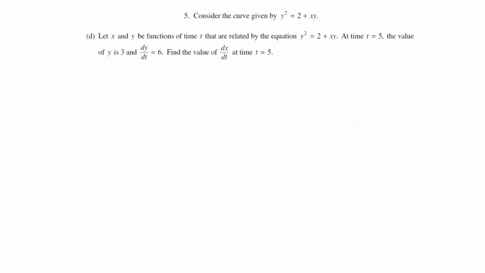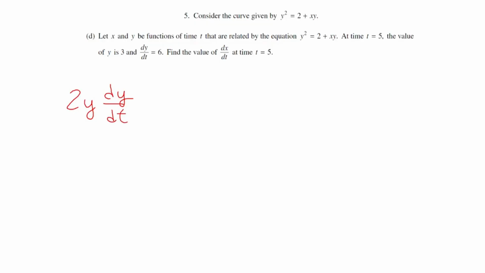And here in part D, it says x and y are now functions of time t related by that same equation, y squared equals 2 plus xy. And they're telling us that at t equals 5, the value of y is 3, and dy/dt is 6, and we want to find the value of dx/dt. So now we just need to take the derivative of this with respect to t. So it's still implicit differentiation, just this time with respect to t.